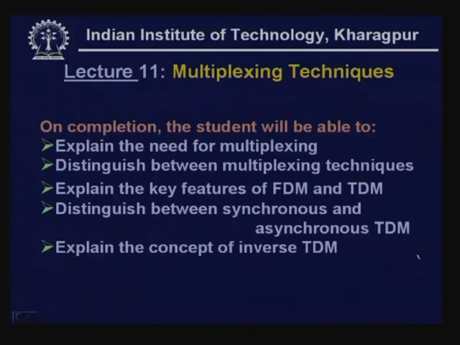On completion, the students will be able to explain the need for multiplexing, that is, why multiplexing is needed. They will be able to distinguish between multiplexing techniques, what the different multiplexing techniques are. They will be able to explain key features of frequency division multiplexing and also the key features of time division multiplexing. They will be able to distinguish between the two types of time division multiplexing, one known as synchronous, another known as asynchronous. And finally, they will be able to explain the concept of inverse time division multiplexing.